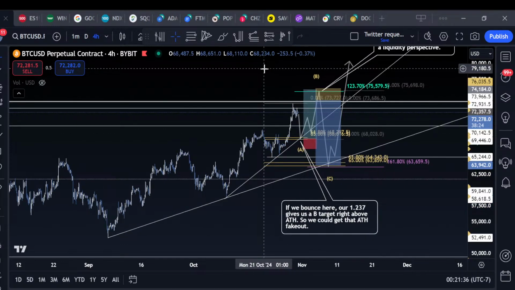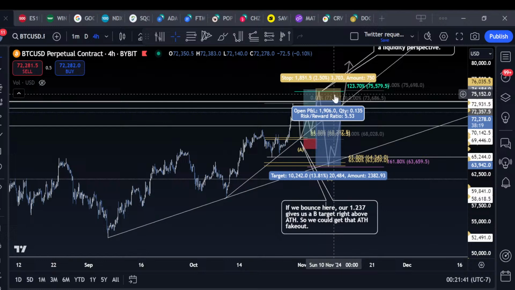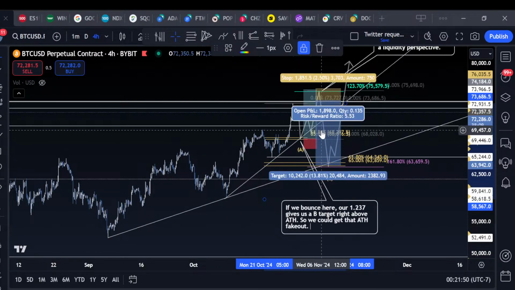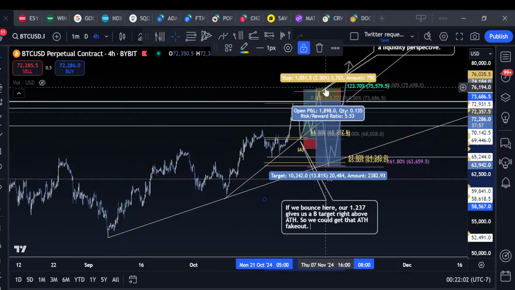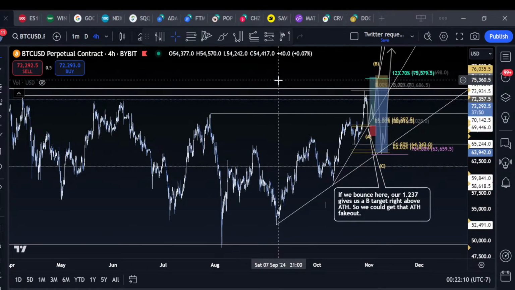But just pointing out, if we bounce here, then our 123.7 will be here, just running the all-time highs around 75,600, which also would give us our 1618 extension for our wave C back into the 618 retracement from this low, which aligns with our trend line in around the Friday New York Open. Okay, so we have this New York Open here. We have kind of a week of price action here, something like that.